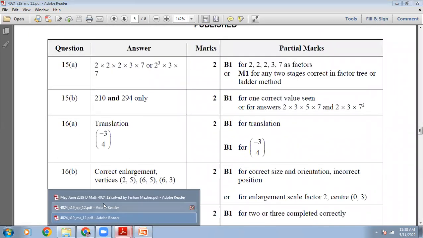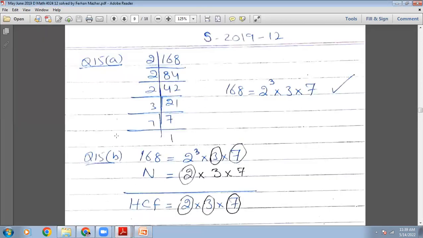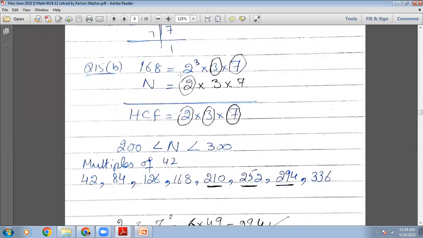Okay. So the next question is a very tricky question. He says the highest common factor of 168 and n is 42. Given that n is from 200 to 300, find the two possible values of n. So let me show you. 168 is 2 cube into 3 into 7, and I don't know what n is. I know the HCF is 42, so its prime factors are 2 into 3 into 7.